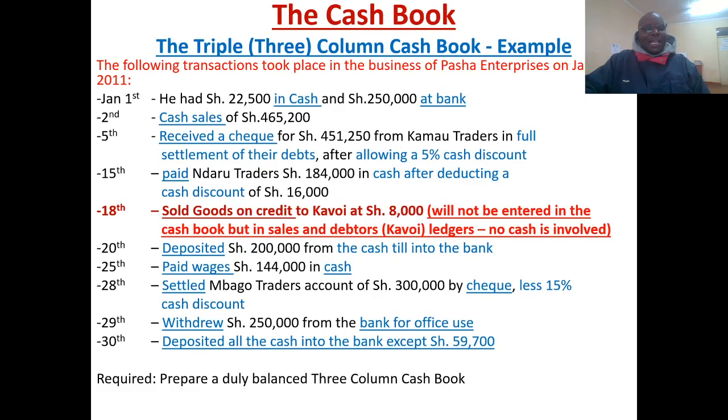On 18th, as we have said, that transaction will not appear in the cash book because it is a credit transaction, not involving cash for now, but it will be recorded later.